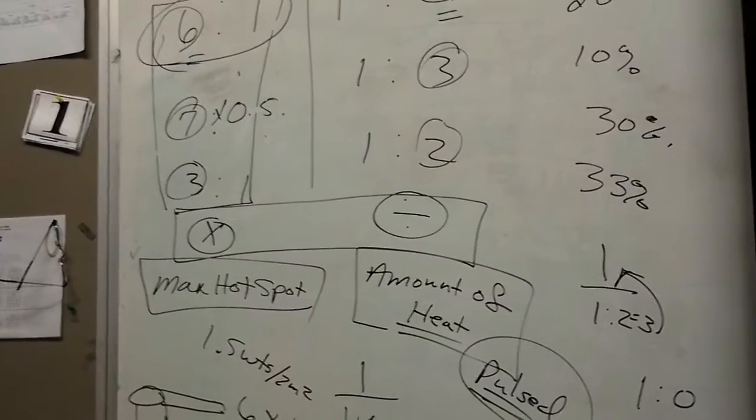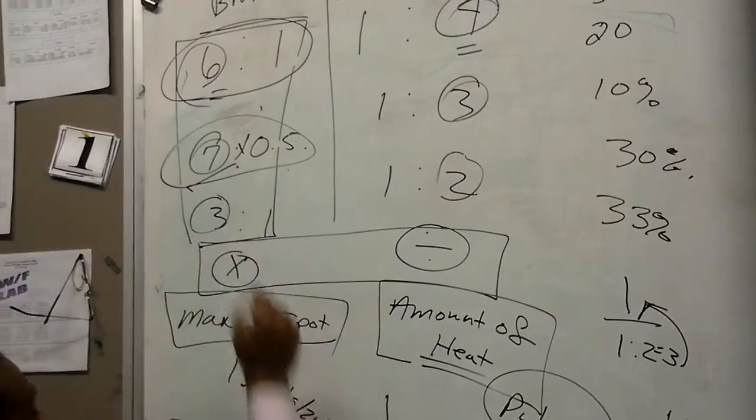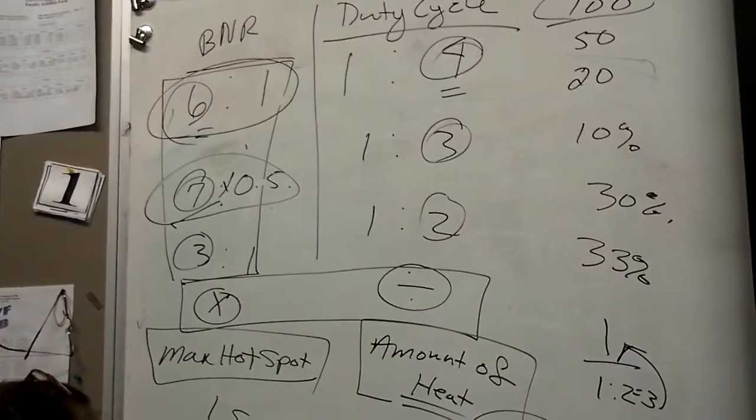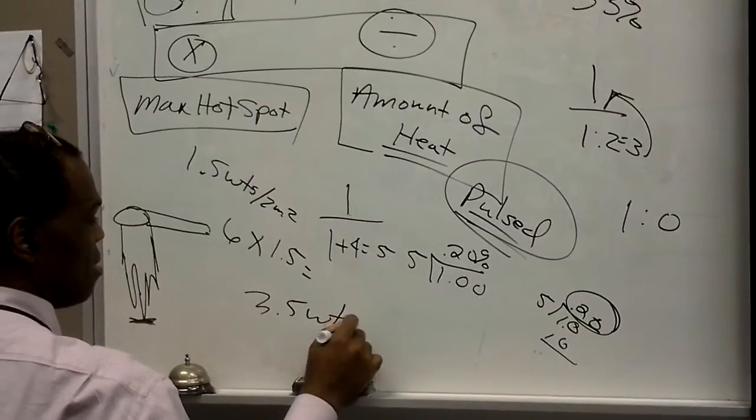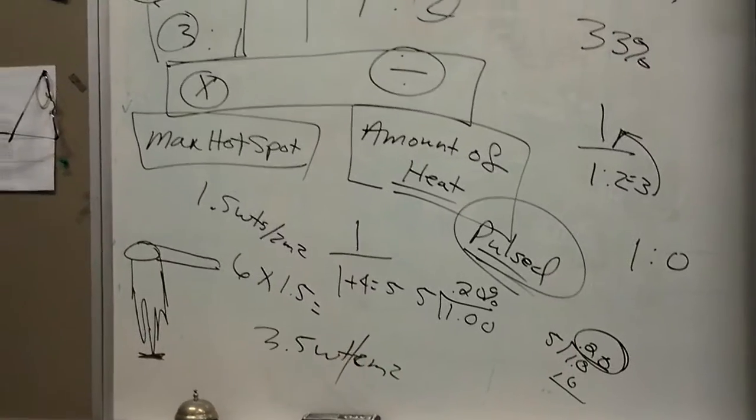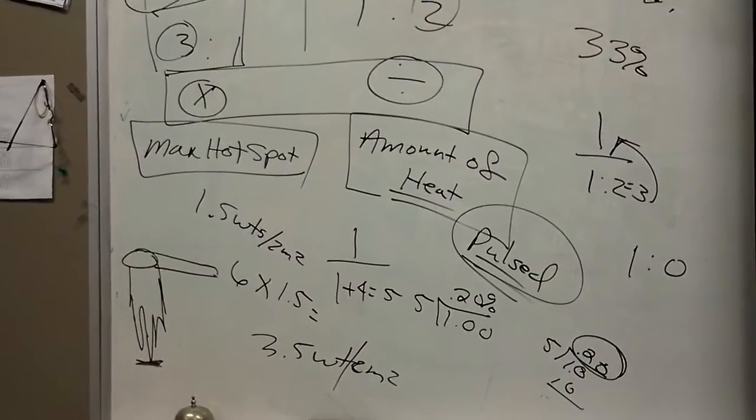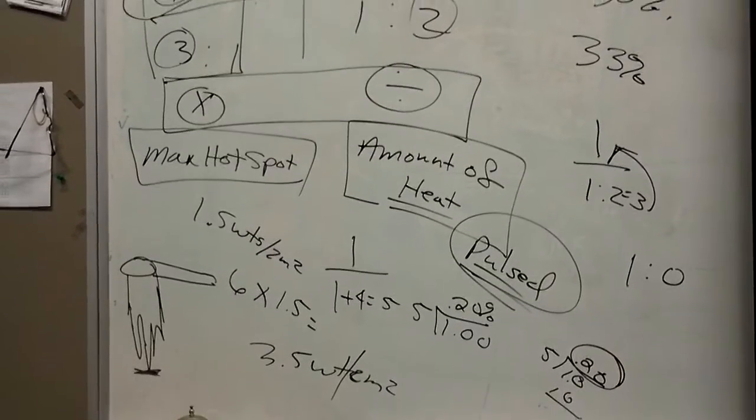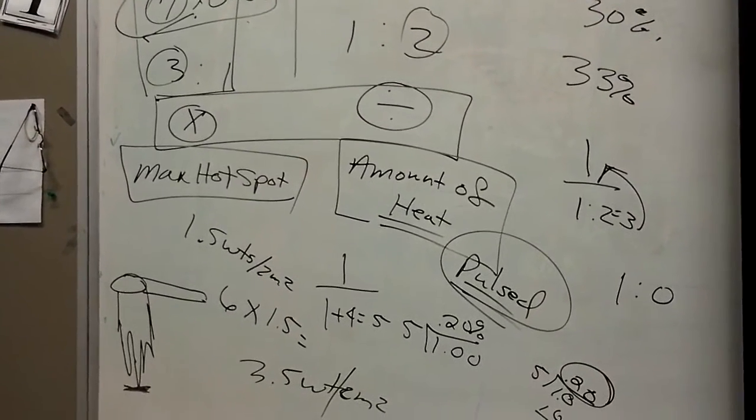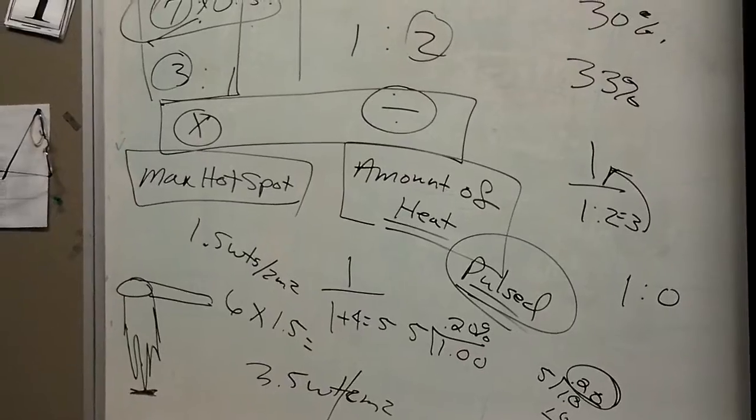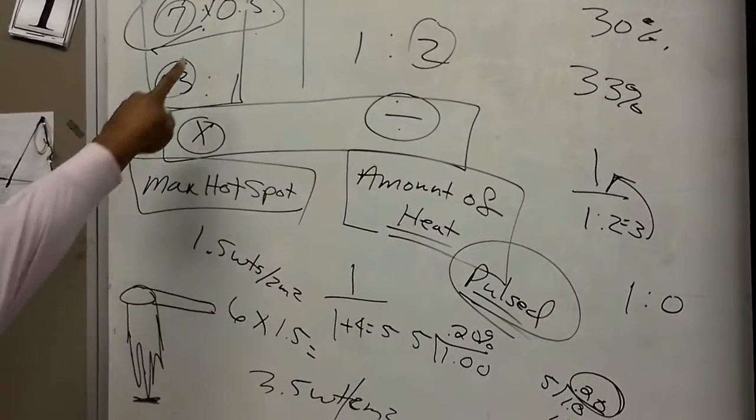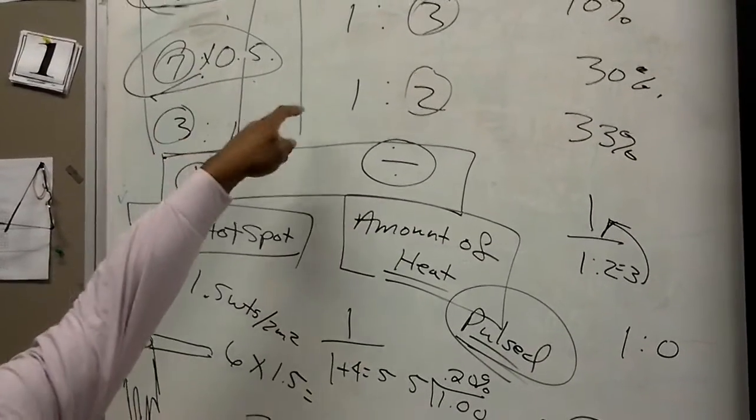The maximum hot spot could be as much as 3.5 watts per centimeter squared. What? Mighty, mighty. Oh my God. So what are these? This, you got it. No, 0.5. This is the time right here. So what is 0.5 the same as? 0.5.